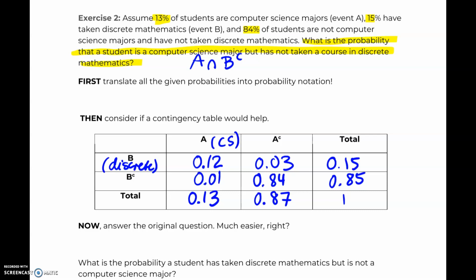Well, it's given right here in our table, where A and B complement intersect. So that probability is equal to 0.01.